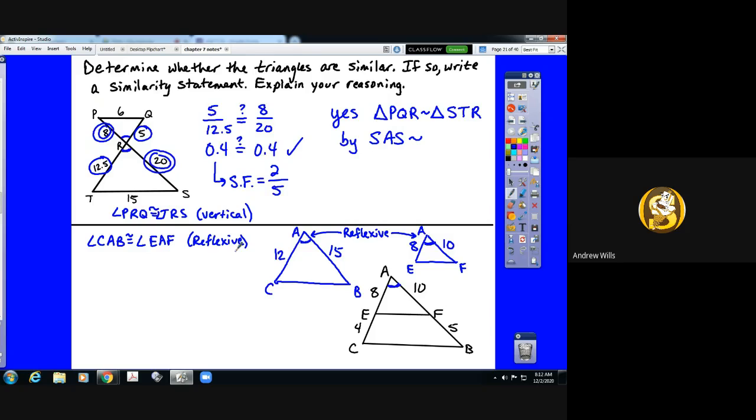Okay, so then we need to set up the proportion. It would be, again, smaller side to smaller side, so 8 to 12.